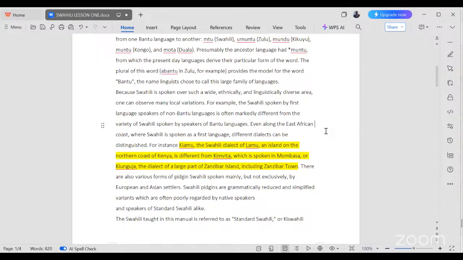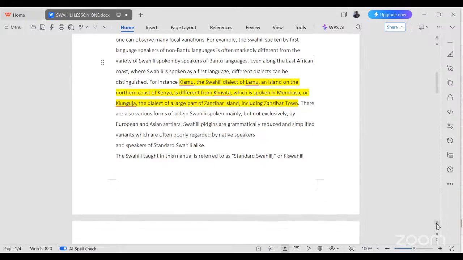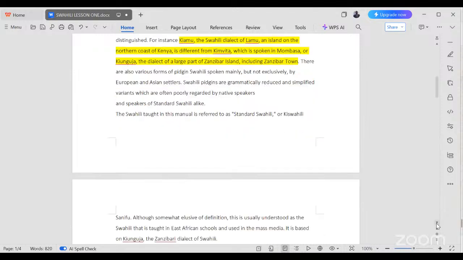spoken mainly, but not exclusively, by European or Asian settlers. Swahili Pidgins are grammatically reduced and simplified variants which are often poorly regarded by native speakers. So there is then a need to standardize Swahili. The Swahili that we actually teach is a standardized Swahili.